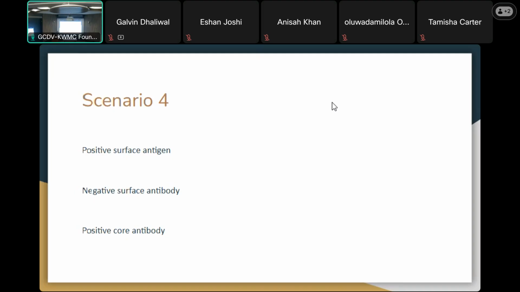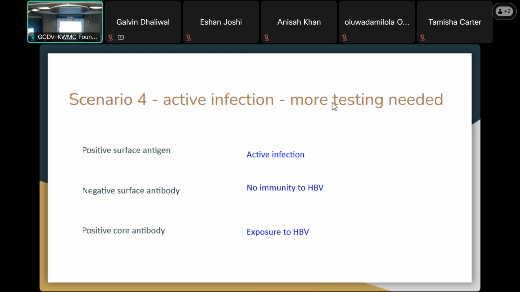So just try to break it down. Positive surface antigen, what does it mean? Active infection. Negative surface antibody, that means they're not immune. Positive core antibody, exposure. So this is likely infection, and based on what core antibody is positive, if it's IgM or IgG, it would be acute or chronic infection. Okay. And these are the patients where you do more testing, and we'll talk about, like somebody said, e antigen.